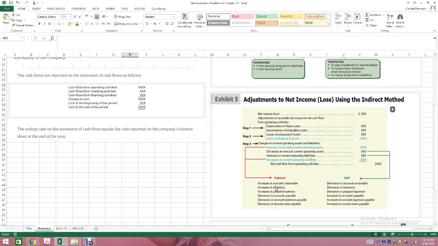You're going to look at your inventory. Did your inventory go up or down? If your inventory increased, you subtract. If your inventory decreased, you add. Prepaid expenses: this is your prepaid insurance, your prepaid rent, anything of that nature. If your prepaid increased, you subtract. If your prepaid decreased, you add. And so on and so forth. So these are all of the items that need to be analyzed, and depending on whether they increase or decrease, you either subtract or add. We'll apply this exhibit in actual context in a little bit.